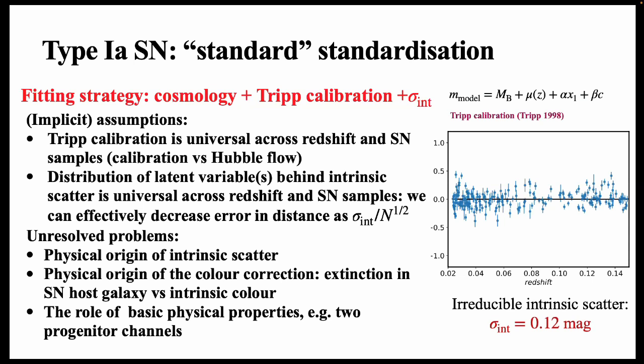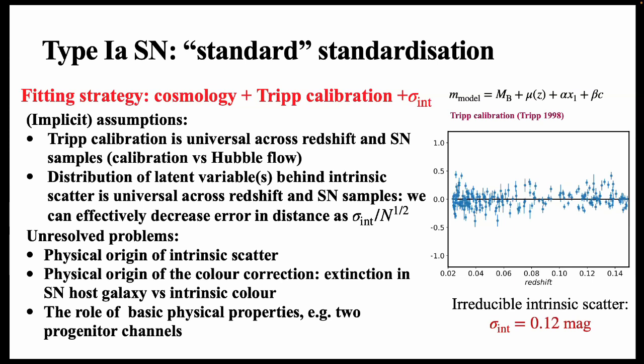Second, we don't really have an understanding of the physics behind the scatter. There may be a pretty large space of latent physical variables, which are not observed directly, and which give a contribution to the scatter. So we have to assume that the distribution of these hidden variables is exactly the same across redshift or across different supernova samples. Any type of bias can dangerously propagate into bias in distance. If we are sure that the distributions are exactly the same, then we can simply decrease errors, like sigma intrinsic over square root of n, by increasing the sample of supernovae.